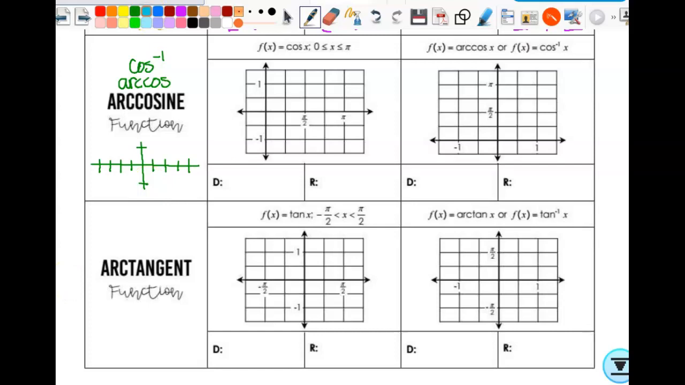All right, so the cosine of 0 is 1. At 2 pi, it's also 1. At pi, it's negative 1. And then I have zeros here and here, at pi halves and 3 pi halves.